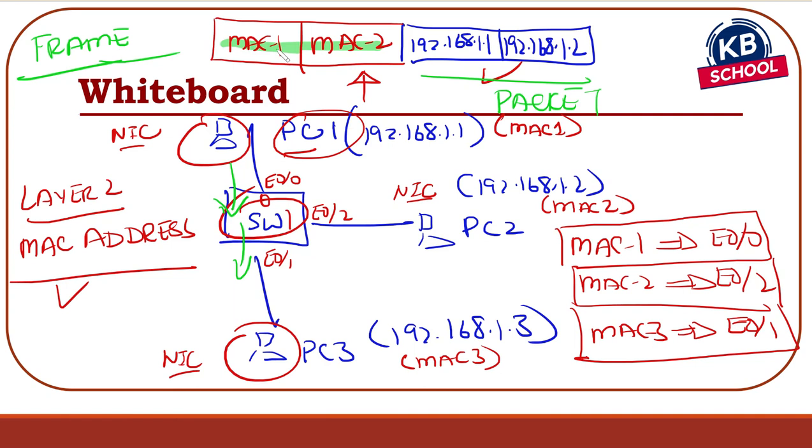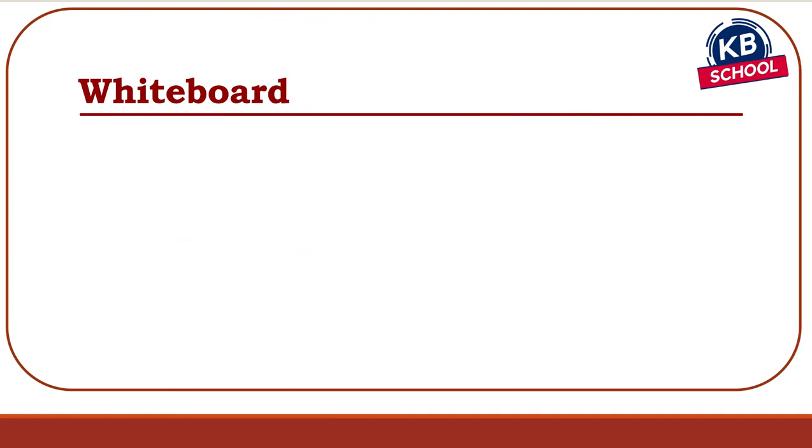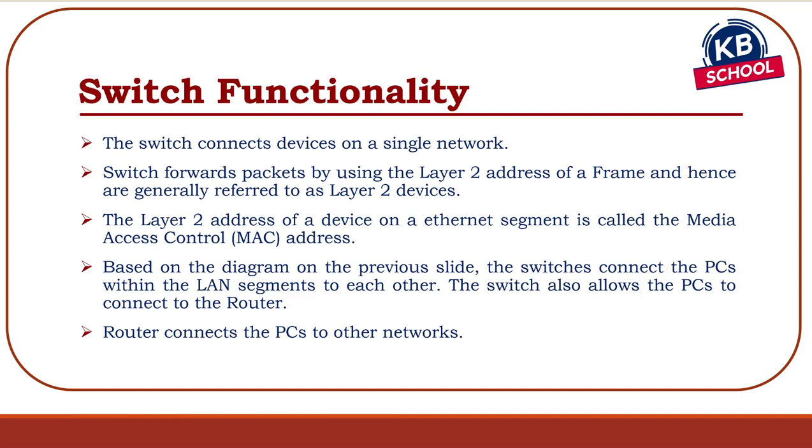So the switches are focusing on the frame aspect, and they will forward the traffic by looking at the layer 2 header, which has the MAC address. And that's what this slide over here is talking about. The switch forwards packets using a layer 2 header or address, known as a frame, hence they are generally referred to as layer 2 devices because they forward by looking at layer 2 addresses.